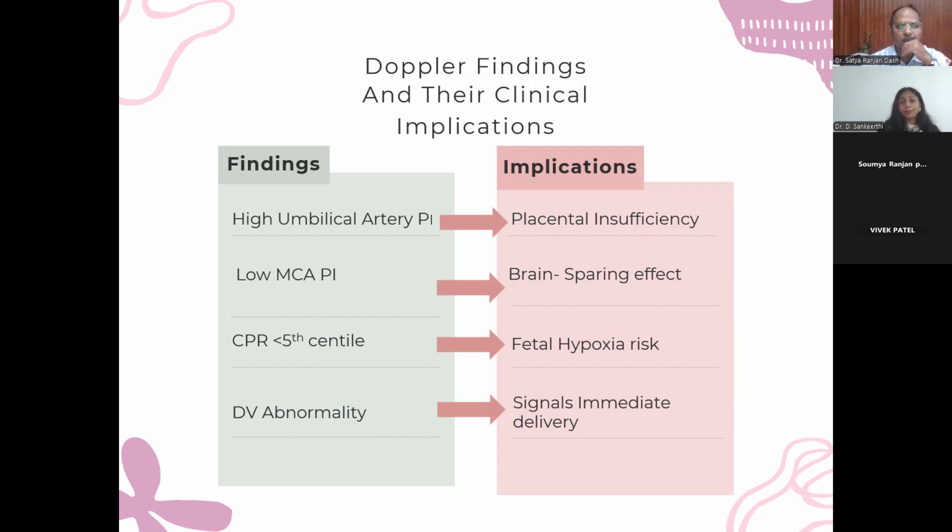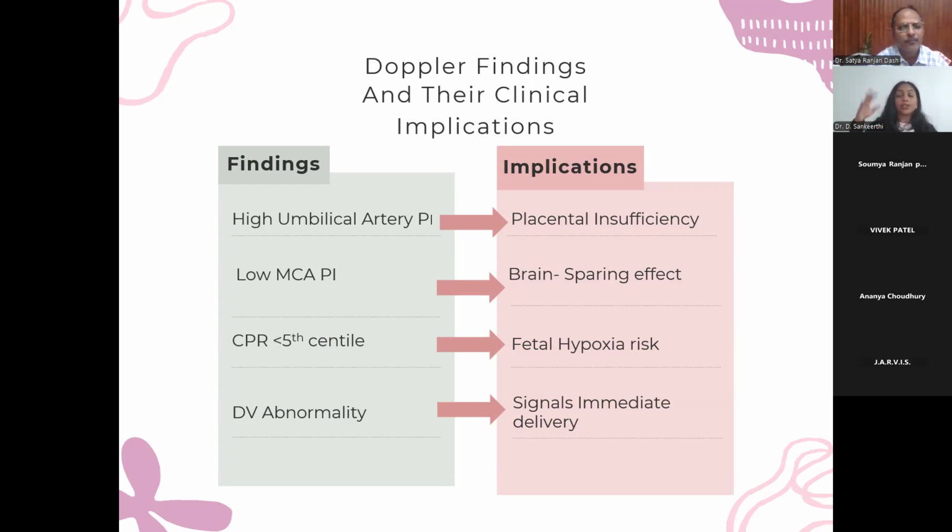The second finding that we usually look for is the middle cerebral artery pulsatility index. What this suggests is a brain sparing effect, which I had explained in the beginning. The body tries to compensate for this missing amount of oxygen that it's not able to get by sending all the oxygen to the brain. So this will tell us that, oh, okay, the fetus is already trying to adapt to a situation inside the uterus which it is not really able to deal with. So it is a change that is occurring, telling us that in the future, maybe the fetus might get compromised. Again, becoming a very important part for us to identify.